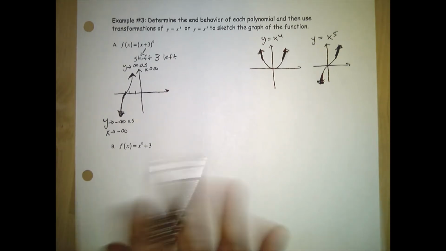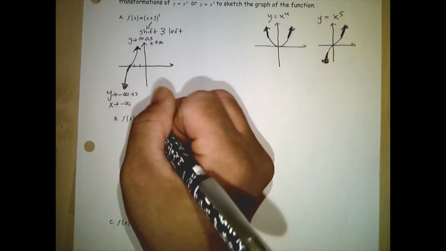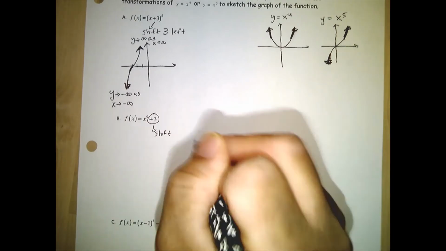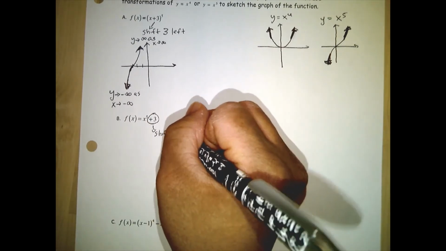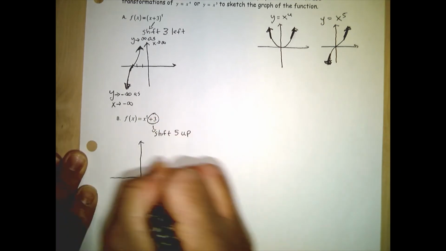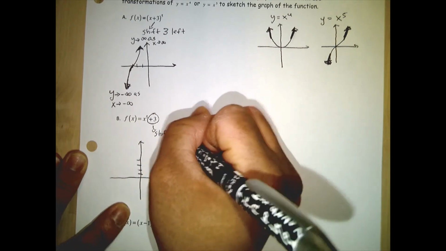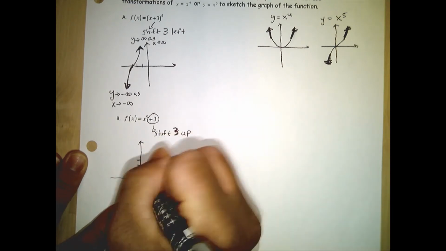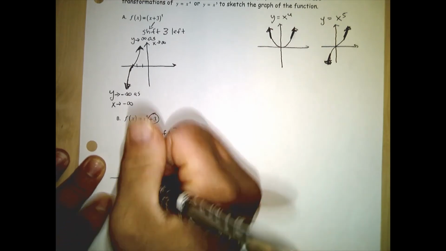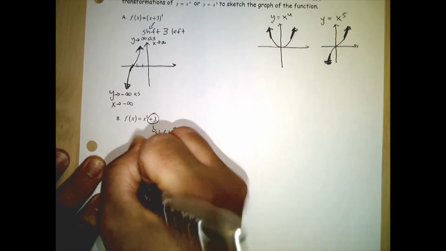All right, so now we have f of x is equal to x to the fifth plus 3. So this is a shift of f of x equals x to the fifth, 3 units up. So here we go. 1, 2, 3. Oh, sorry, 3 units up. I circled the 3, I wrote 5. There we go. And here we go. That is what this looks like.